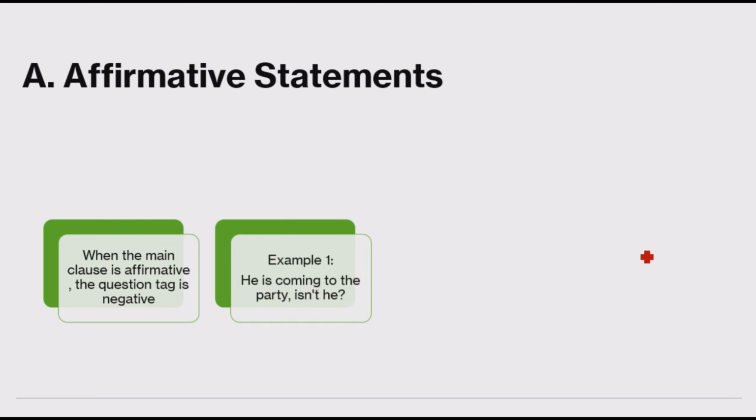We are saying he is coming to the party. So he is the subject. So what we have, he is coming to the party. Then the question tag will have a negative short phrase. And that phrase is, isn't he? Because the subject is he. Then we have is, which is the present tense. So is is turned into a negative by making it isn't, then he the subject.